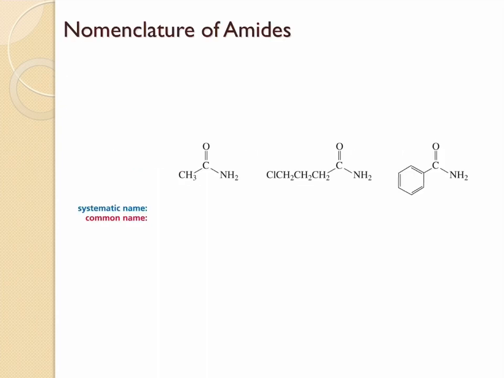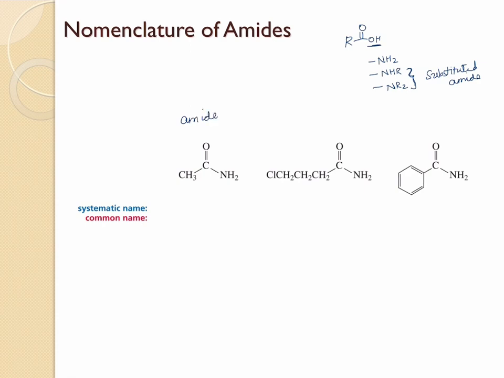Nomenclature of amides. Amides are obtained when the OH in a carboxylic acid is replaced by NH2, NHR, or NR2. When you replace it by the last two, it's going to be a substituted amide. Let's take a look into the IUPAC names. The IUPAC names are going to end with amide.